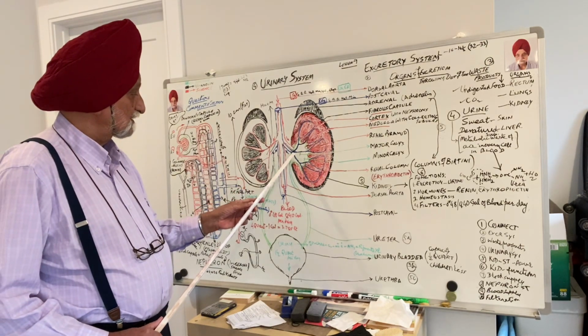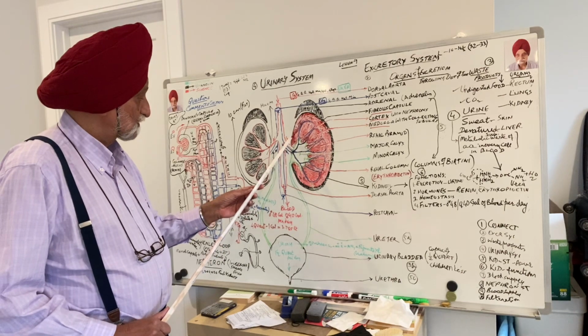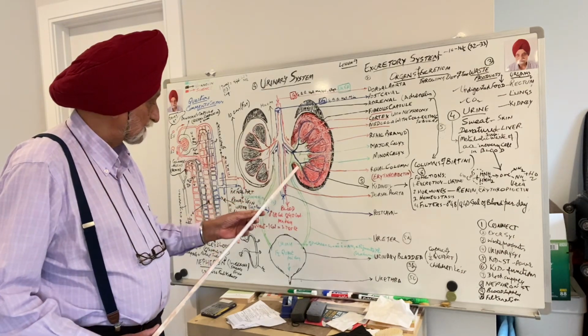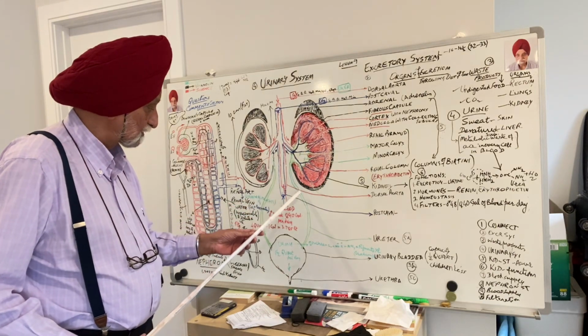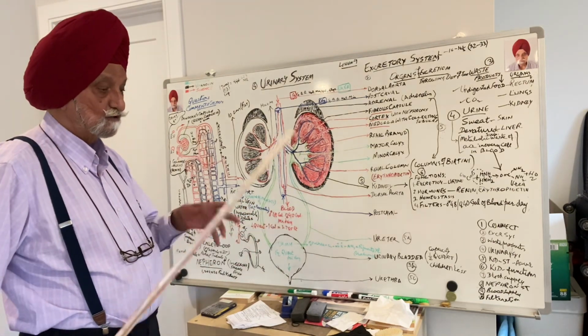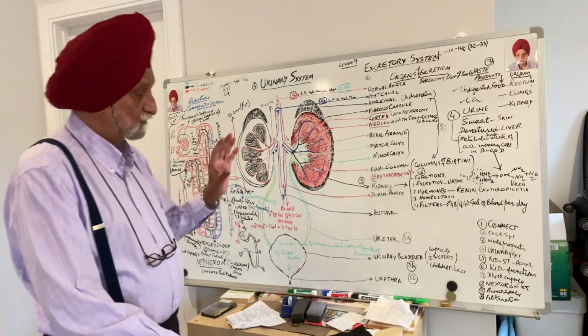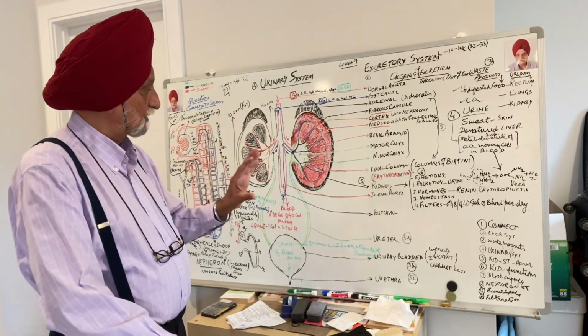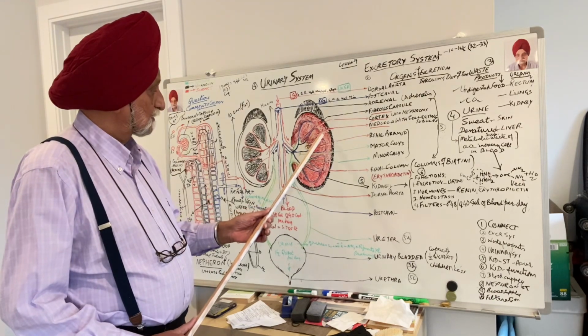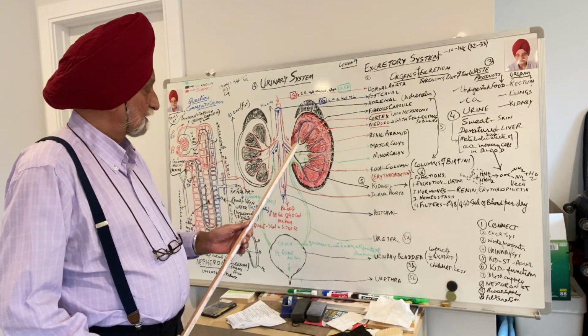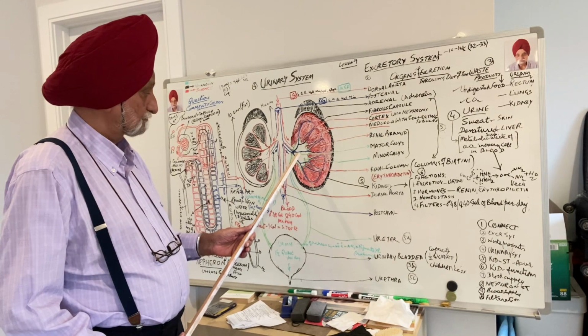And the third thing at this hilum is the pelvis of the ureter. That is the beginning of the ureter to go outside. So what we see in kidney is three things mainly: the fibrous structure which protects it, the cortex, the medulla, and the hilum.